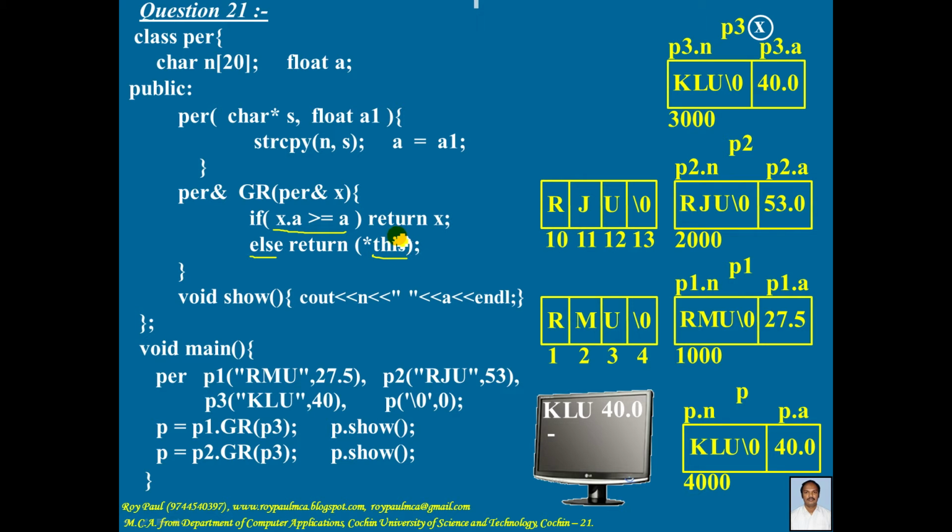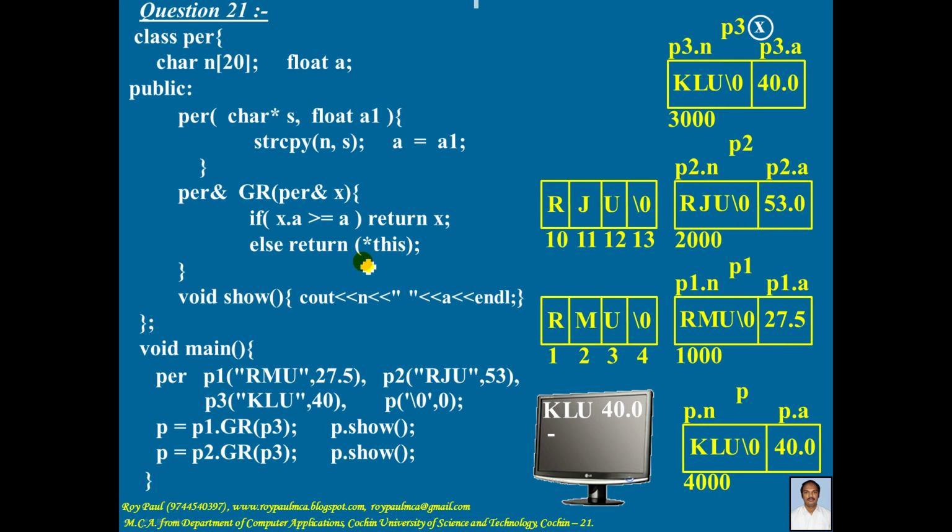What is this? This pointer contains the address of the object with which a member function was called. So the member function was called using P2. So this pointer contains the address of P2, that is 2000. So what is star 2000? Content of 2000, which is P2, because 2000 is the address of P2. So star 2000 will be the content of 2000, that is P2. So here you get P2.